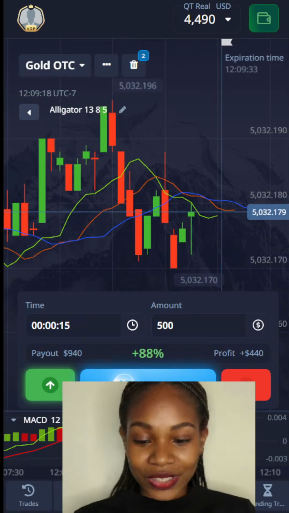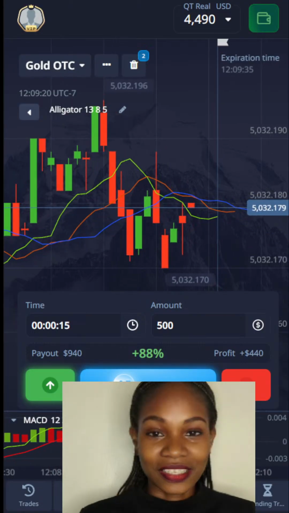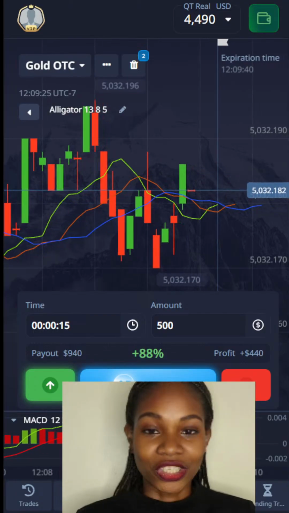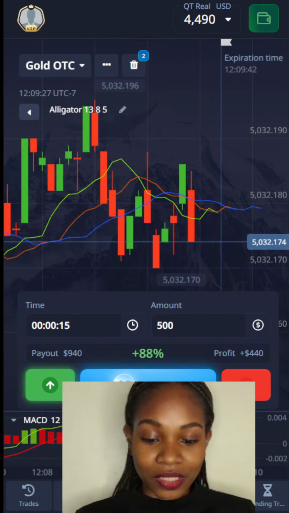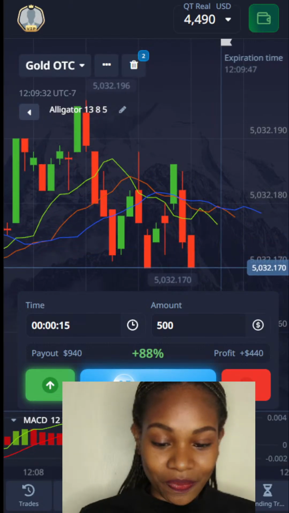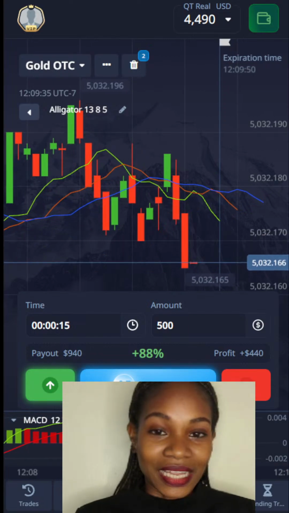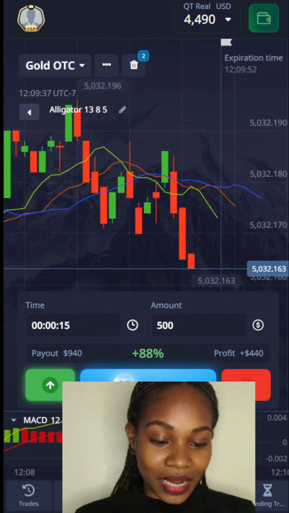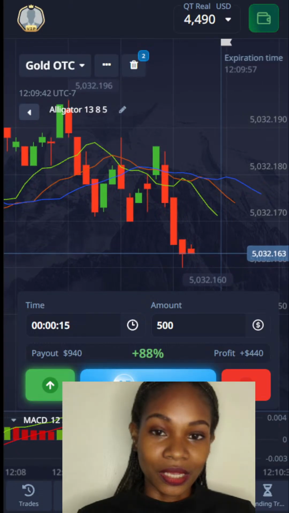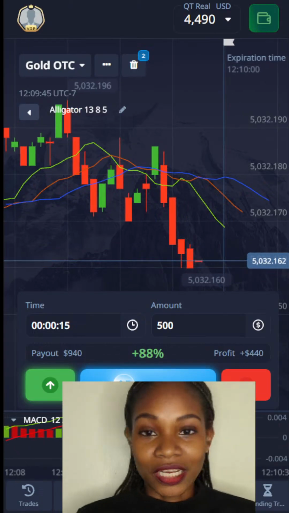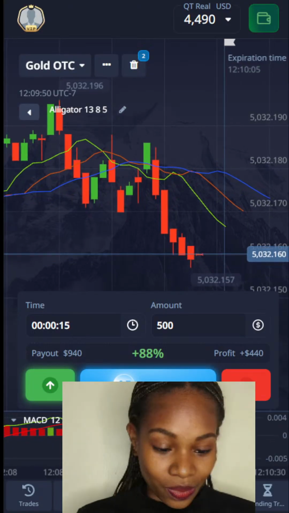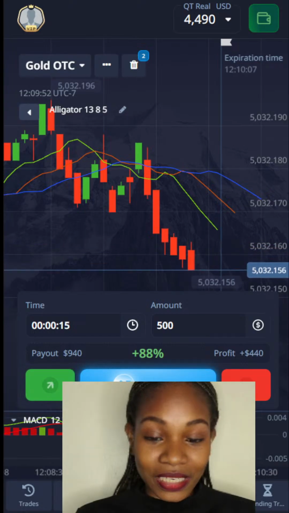Okay, so gold OTC, that is our pair for the day. 500 USD is the amount that I've set, and 15 seconds is my time expiry. The alligator indicator and the MACD indicator, those are the two indicators that are helping me in my trend continuation and trend reversals, right? So come through, let us get started.